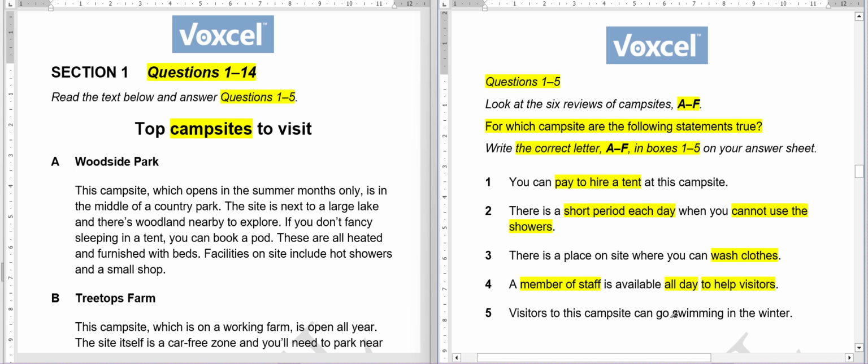Fifth, visitors to this campsite can go swimming in the winter. So you can go swimming even in the winter, not only in summers but in winters. I guess I have read something like that somewhere. Do you know what these kinds of pools are known as? I believe all season pools, because winter season, summer season, these are the different seasons. But whatever they are, we will know when we read the paragraph.